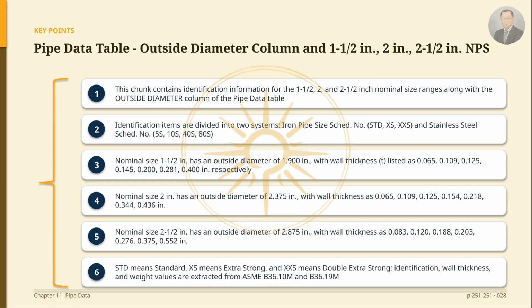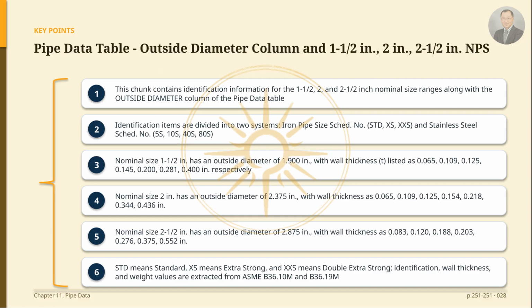This slide contains detailed information for the outside diameter column and the sections for nominal diameters of 1.25 in, 2 inches, and 2.25 in, in the pipe data table. This table shows the correlation between outside diameter and wall thickness, according to the iron pipe size and stainless steel schedule number systems. For example, for a nominal diameter of 1¼ inches, the outside diameter is 1.660 inches, and the wall thickness is determined from 0.065 to 0.400 inches.